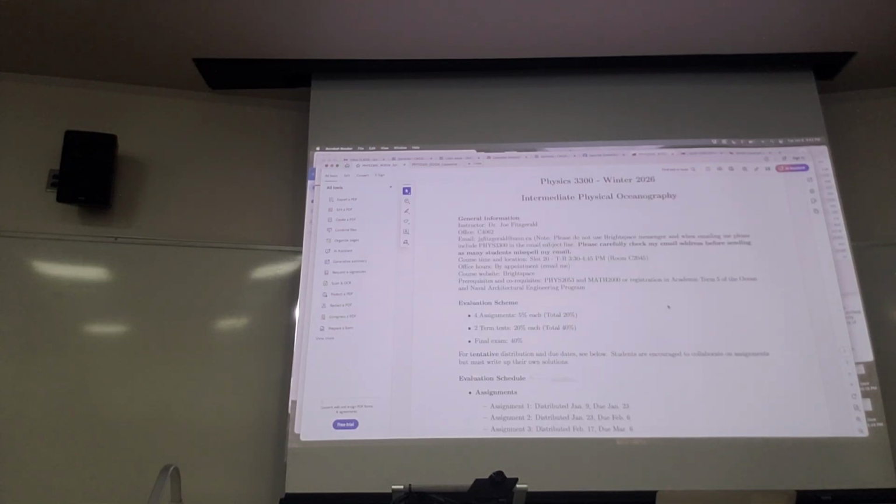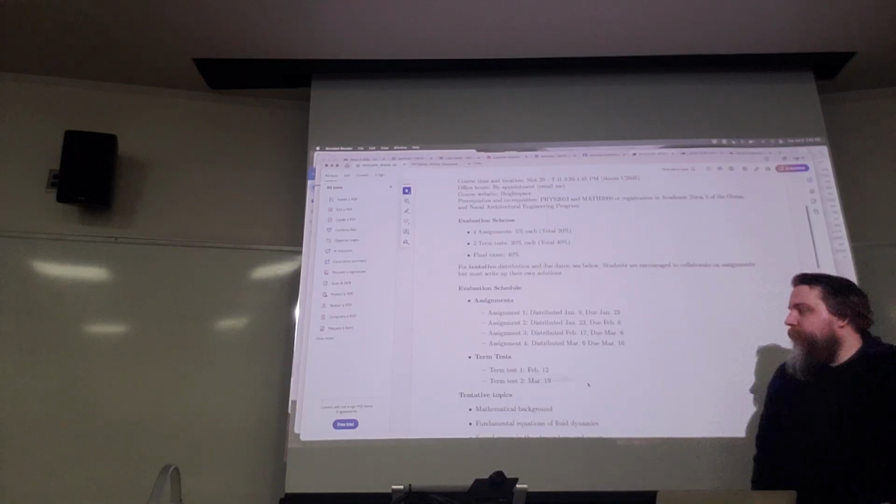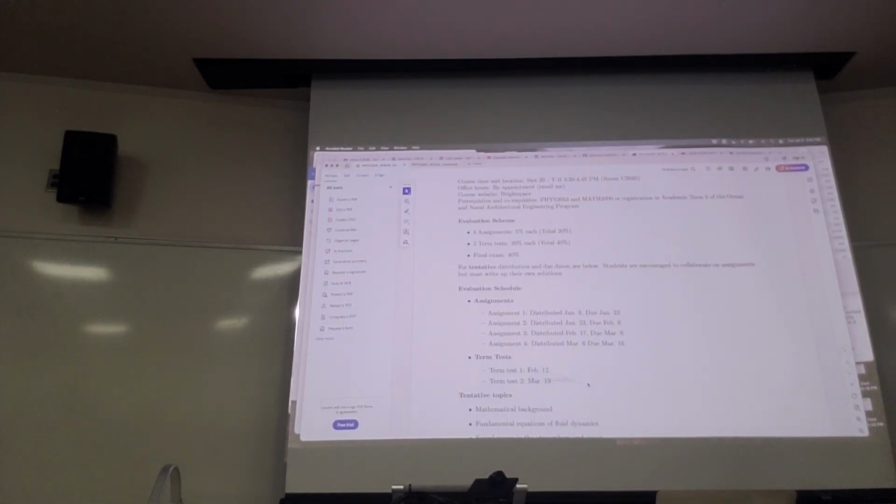Okay, so I made up a schedule for the course that we will try to stick to. The tests very likely are not going to move. So the two-term tests are scheduled now for February 12th and March 19th. The assignments sometimes can drift around a little, but roughly speaking, these will be the timings.